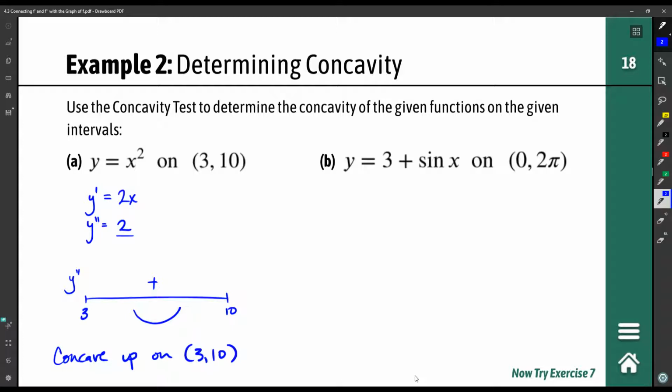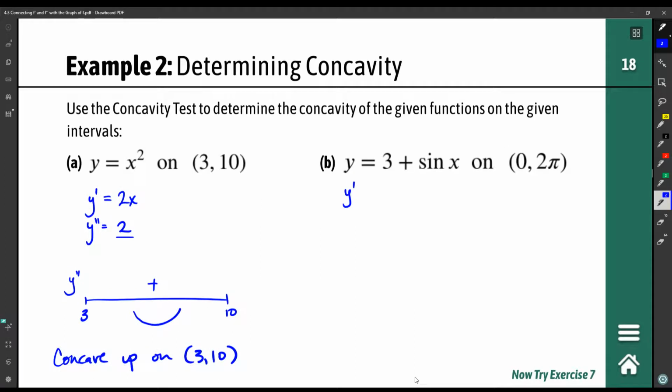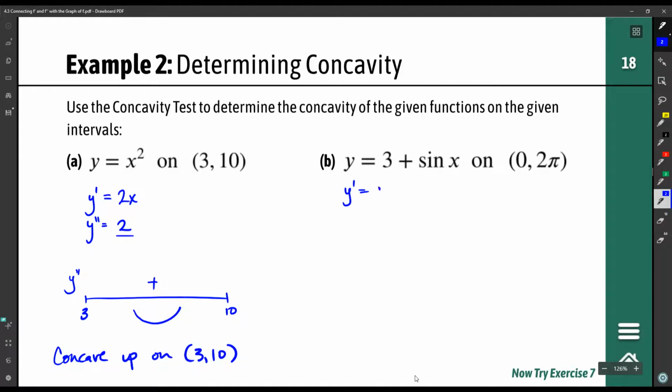Let's take a look at part B. Y equals 3 plus the sine of x on the interval from 0 to 2 pi. The derivative of 3 is 0, and the derivative of sine of x is cosine x. The second derivative is negative sine of x. We want to know where that is negative and where it is positive.